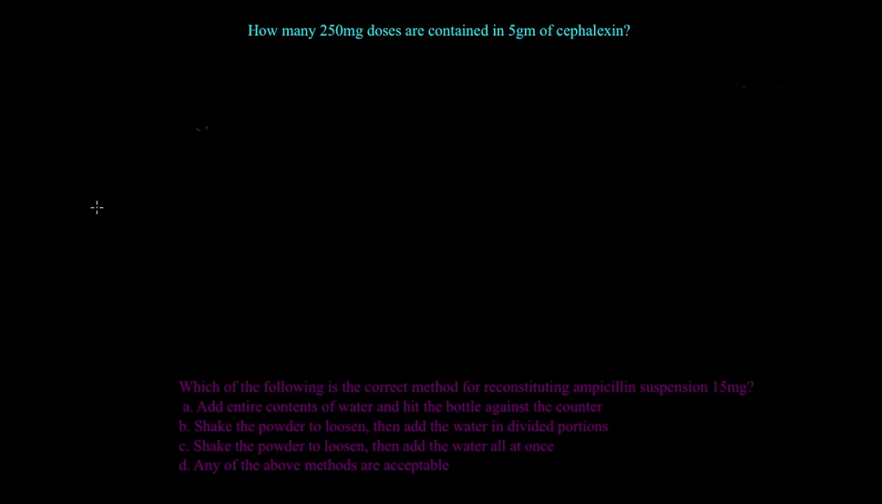And that's our answer. So the next question reads, how many 250 milligram doses are contained in 5 grams of cephalexin? So we know that we have two different units right here. You see how that's milligrams and this is grams? We want to convert one of them to the other units. So 5 grams is actually going to equal 5,000 milligrams. And we want to know how many doses are in 5,000 milligrams. But we know that 1 dose is 250 milligrams.